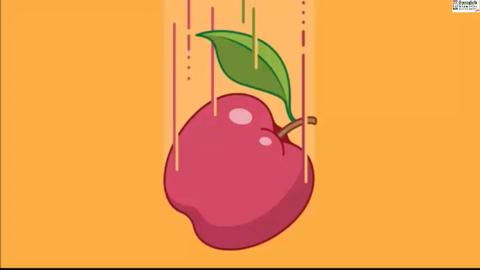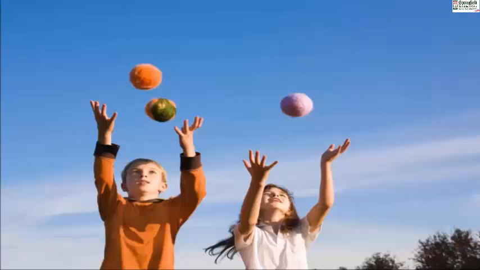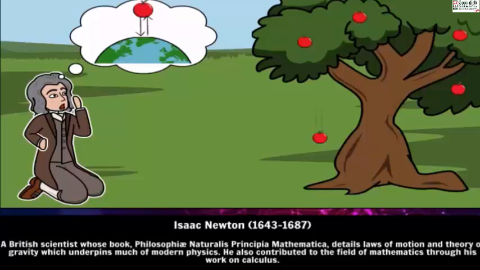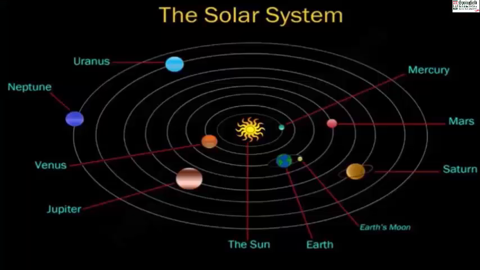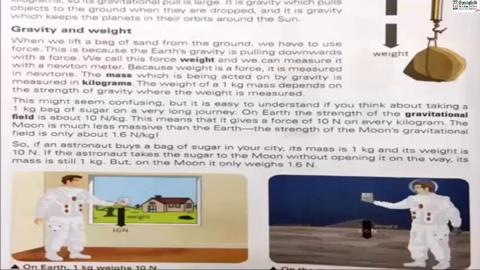As you all know about gravity, it is the force which pulls things to the ground. It is called gravity, and this idea was given by Sir Isaac Newton. It is the same force which holds all the planets in their own orbits around the sun. Next is gravity and weight.